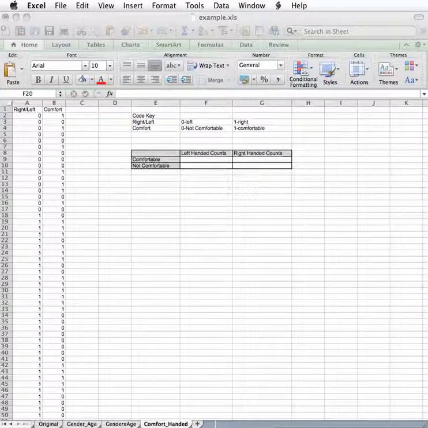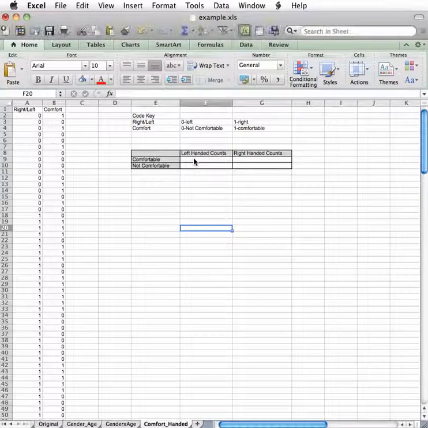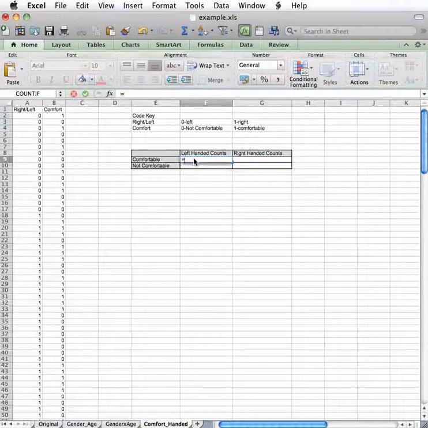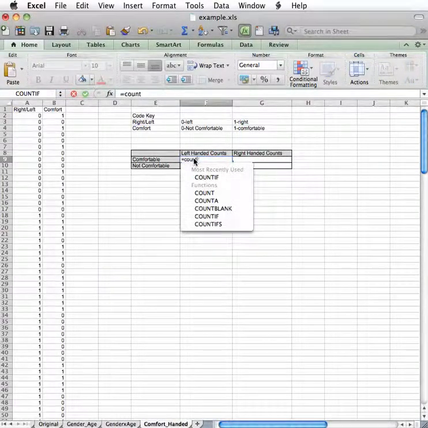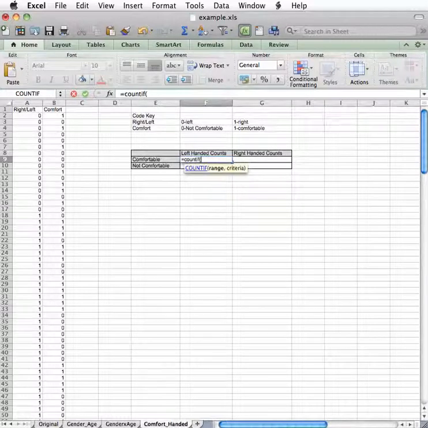Okay, this little video is going to be showing you how to do a side-by-side bar chart. So the first thing I'm going to do is complete this count here. I'm going to do a COUNTIF on A2 through B2 through B, and these are for left-handed people, which 0 is a left-handed person. I put the code key right there.